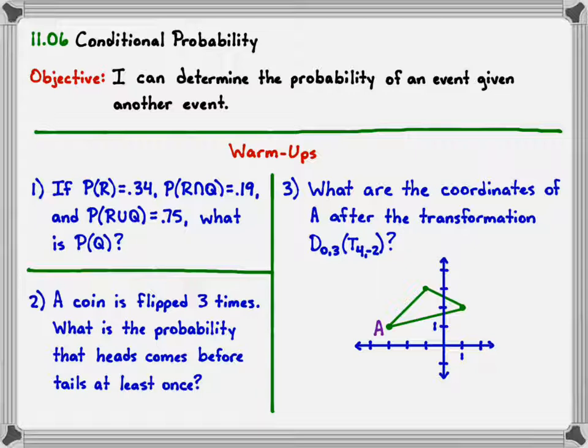Depending on how you look at it, you could get two different kinds of answers. It just depends how you read it, so there would have to be more clarification for it. So go ahead and skip that one and come back and watch the video to make sure that you're understanding what's going on. For number 1, it says that the probability of R is 34%, the probability of R intersect Q is 19%, the probability of R union Q is 75%. What is the probability of Q?